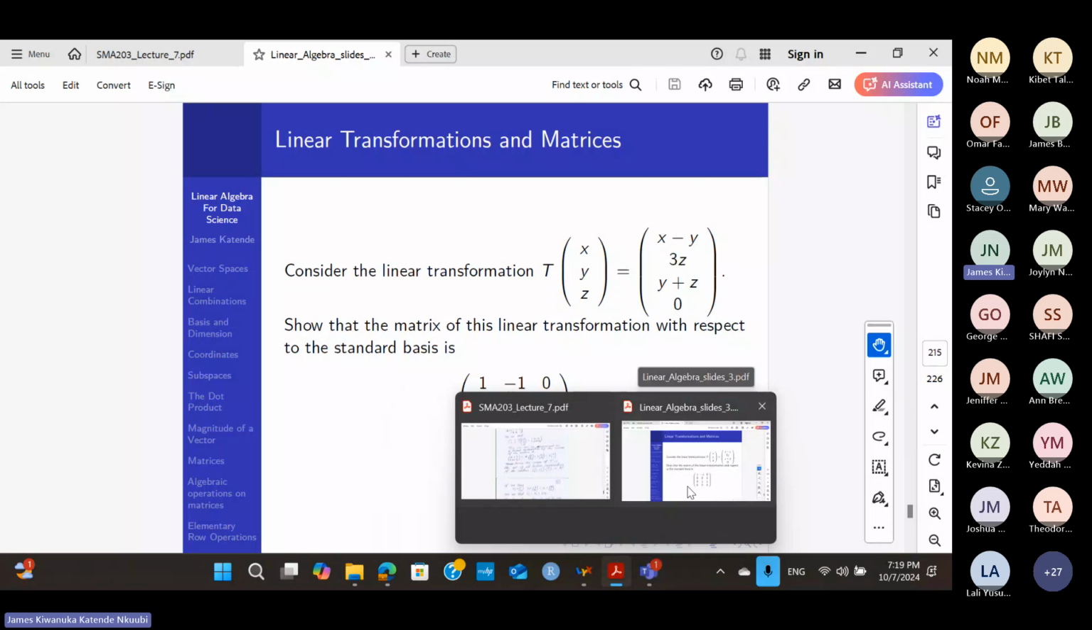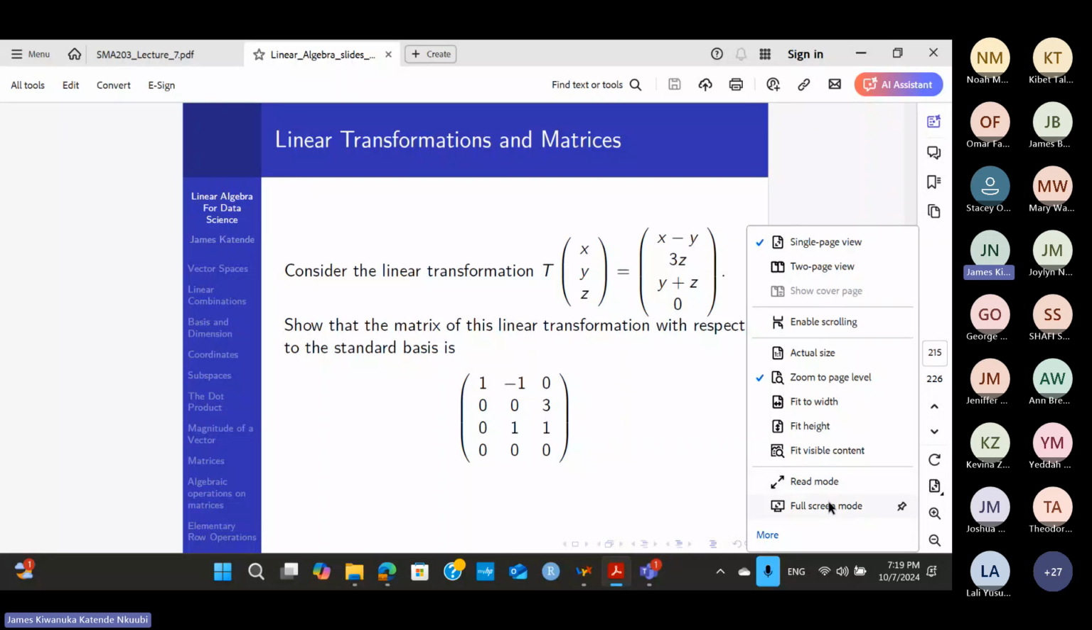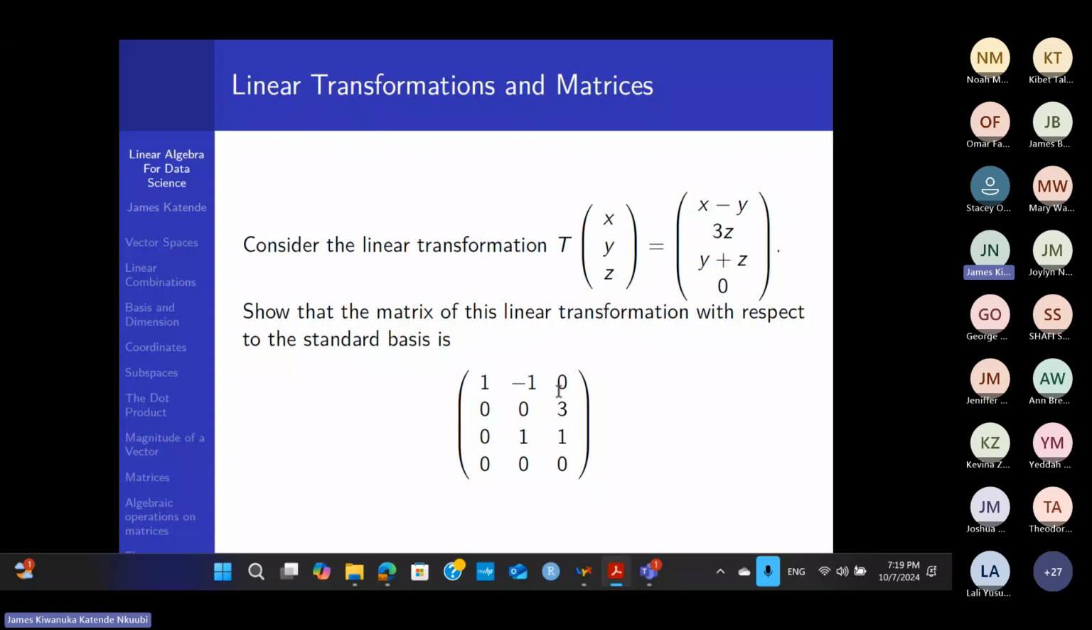Have we managed 5 minutes so far? Have you been able to figure it out? Yes, I have. Okay, that's good. So I assume all of you have figured it out, but the basic idea is to find the images of the standard basis elements in R3. And once you find them, you make them the columns of your matrix.